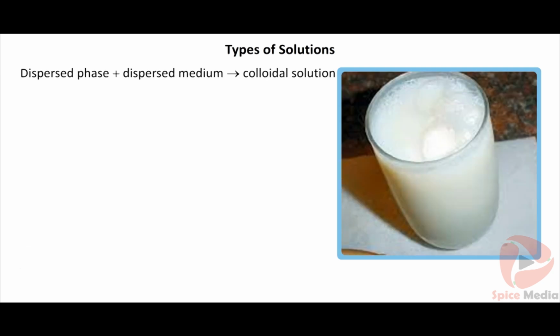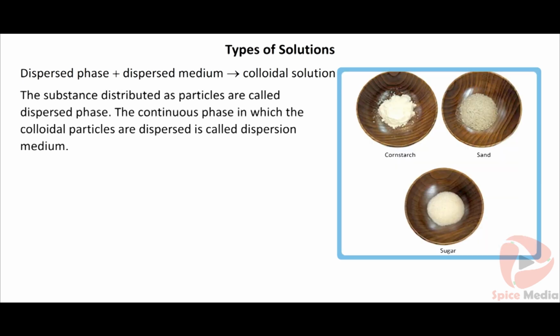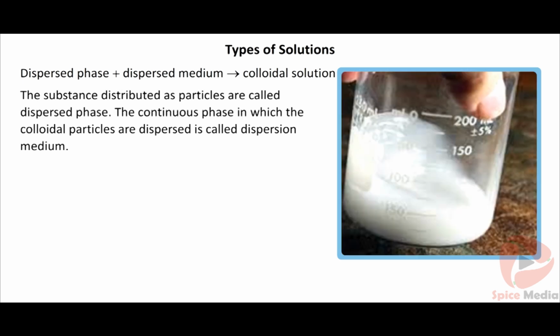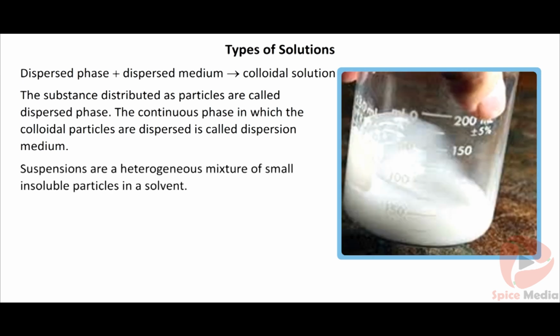Dispersed phase plus dispersion medium gives colloidal solution. The substance distributed as particles is called dispersed phase. The continuous phase in which the colloidal particles are dispersed is called dispersion medium. Suspensions are a heterogeneous mixture of insoluble particles in a solvent. Example, chalk powder in water.